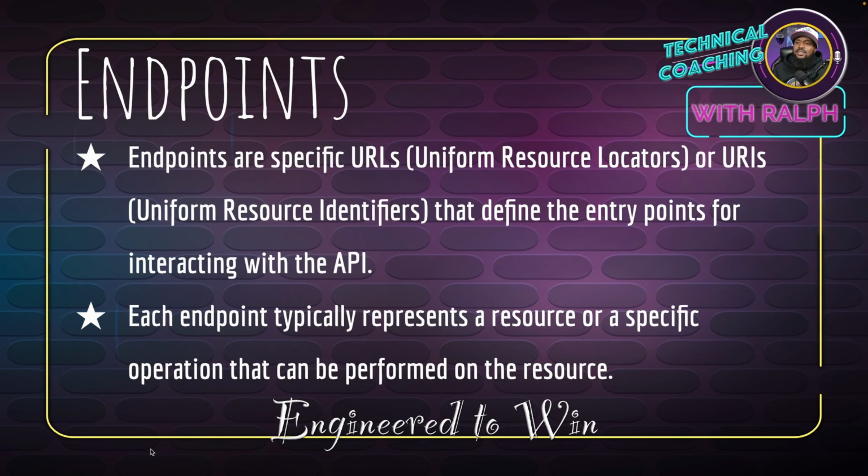So let's talk about endpoints. Endpoints are specific URLs, uniform resource locators, or URIs, uniform resource identifiers, that define the entry point for interacting with the API. So pretty much, what's the address? Where do you have to send the request in order to be able to successfully interact with that API? Endpoints typically represent a resource or a specific operation that can be performed on the resource, right?